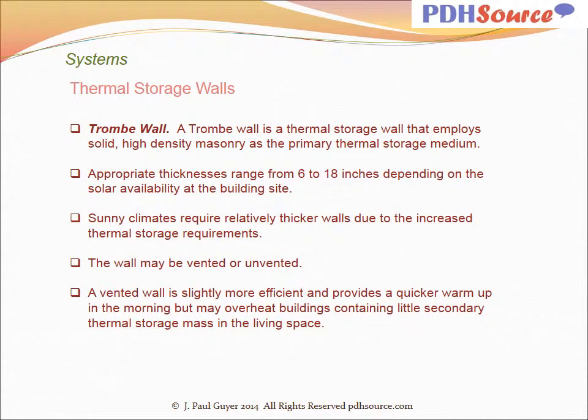One type of thermal storage wall is called a Trombe wall. It's a thermal storage wall that employs solid, high-density masonry as the primary thermal storage medium. Appropriate thicknesses range from 6 to 18 inches depending on the solar availability at the building site. Sunny climates require relatively thicker walls due to the increased thermal storage requirements.